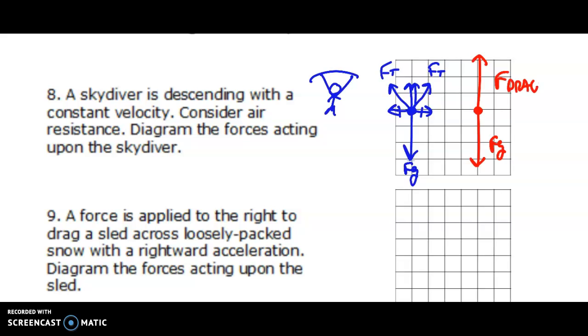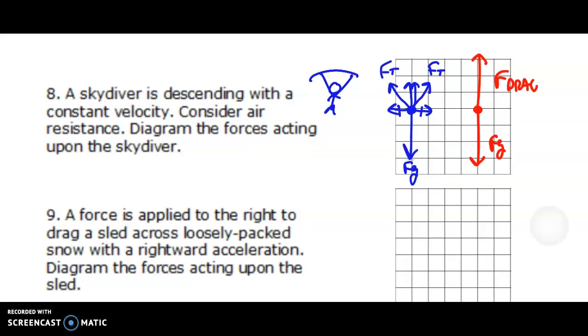Okay. Constant velocity. Now, a lot of people would say, oh, well, if the forces are balanced, does that mean the skydiver is not coming down? No, that just means that the skydiver is just maintaining whatever speed they had whenever they got into this state.